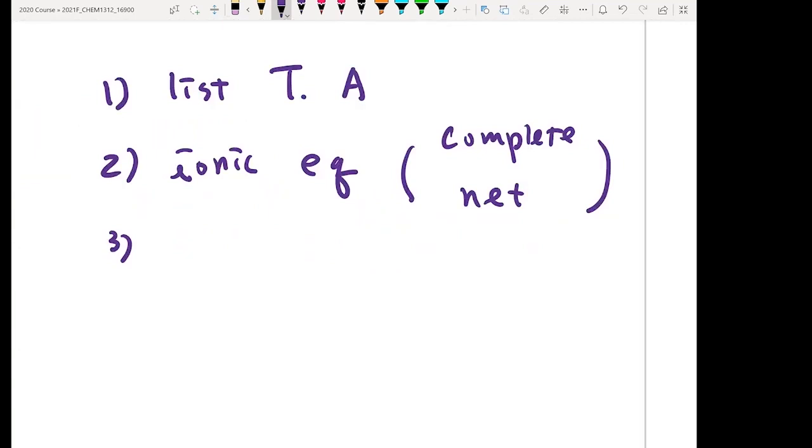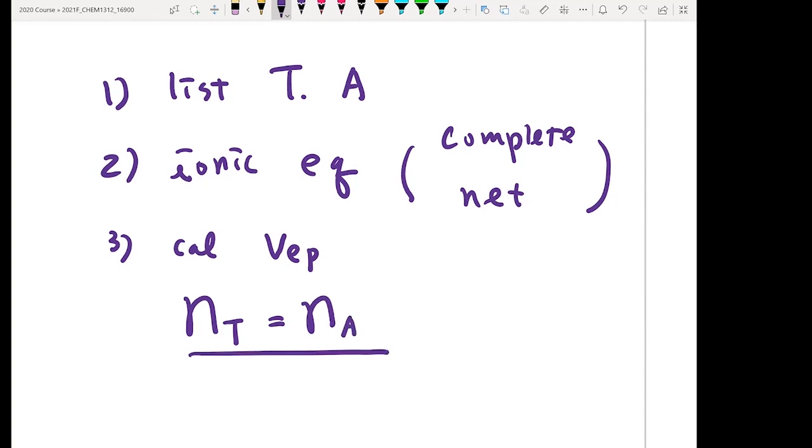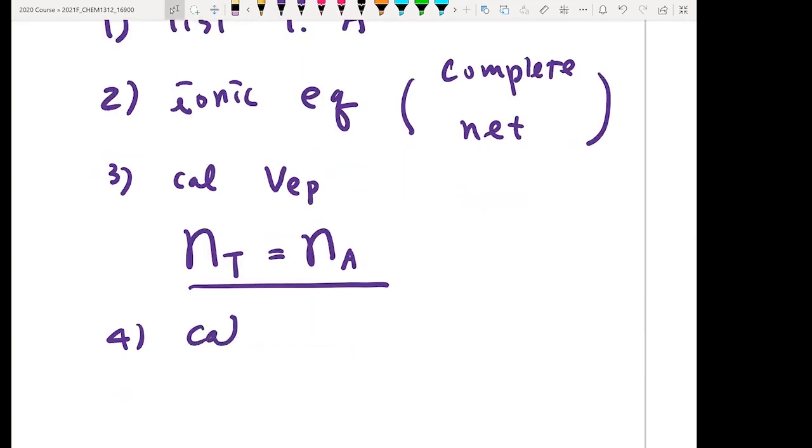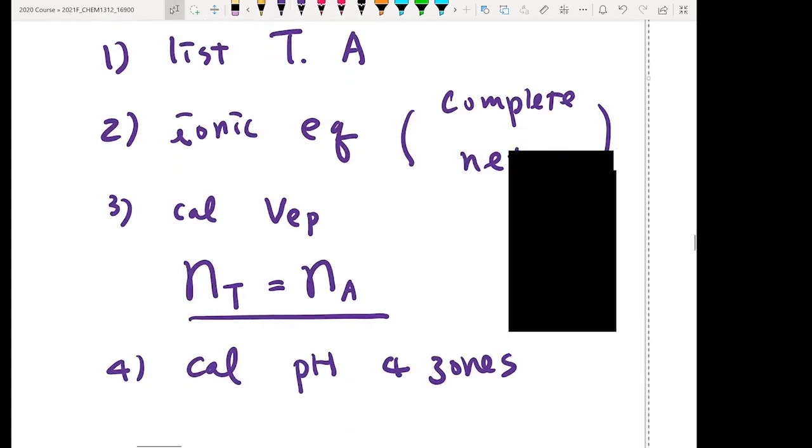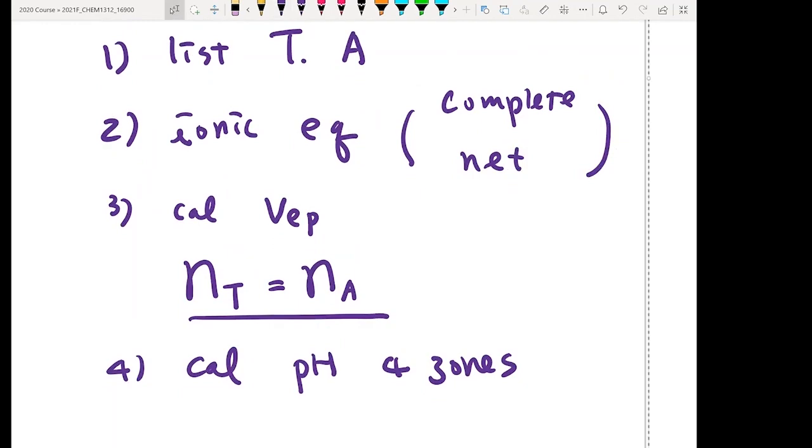The third step is you want to calculate your VEP. You want to know after a certain amount of titrant, you will reach the equivalence point. And the equation you're going to use is number of moles of your titrant is going to equal the number of moles of your analyte, so that you can figure out what is the volume you will need to reach your VEP. And the very last one is calculate the pH at 4 zones. So these will be the 4 steps we are going to use for all the questions in this chapter.